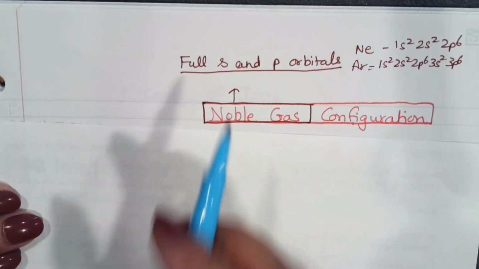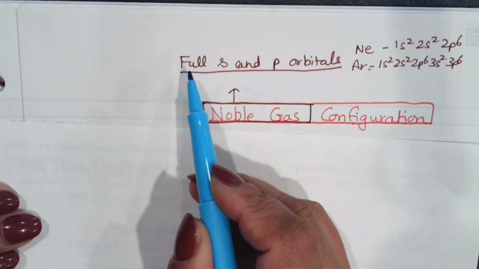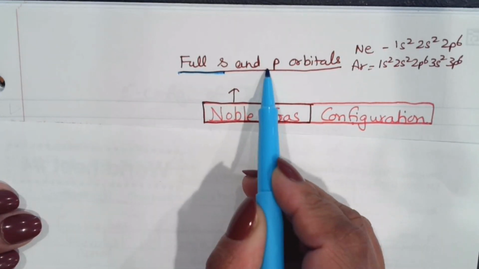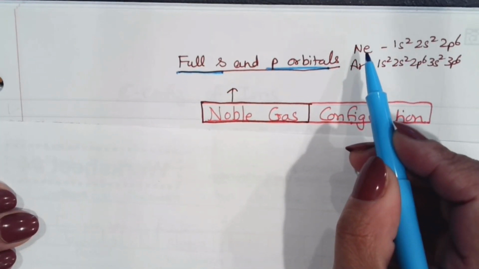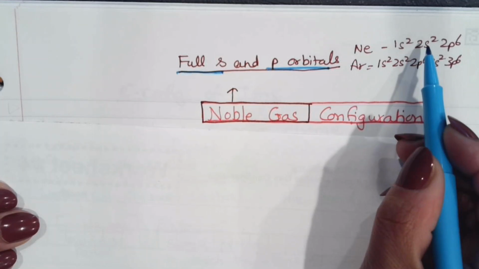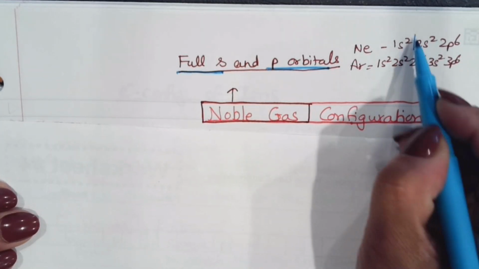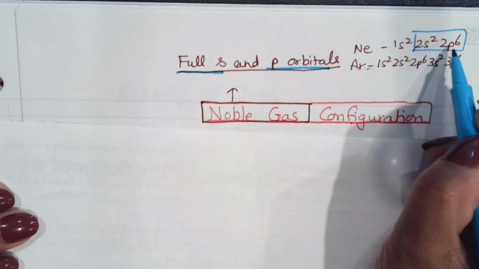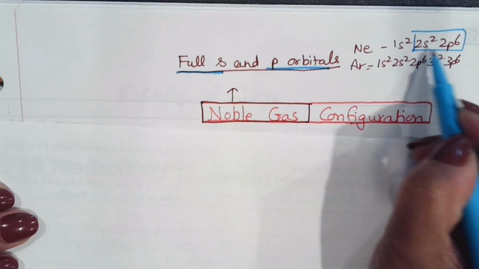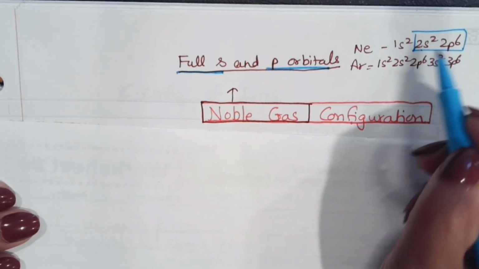So what is so special about noble gases? They have full s and p orbitals. For example, if you see the configuration of neon, it's 1s2, 2s2, 2p6. So the highest energy level, which is n equals 2, is completely filled. So s and p both have the max number of electrons they can have, right?